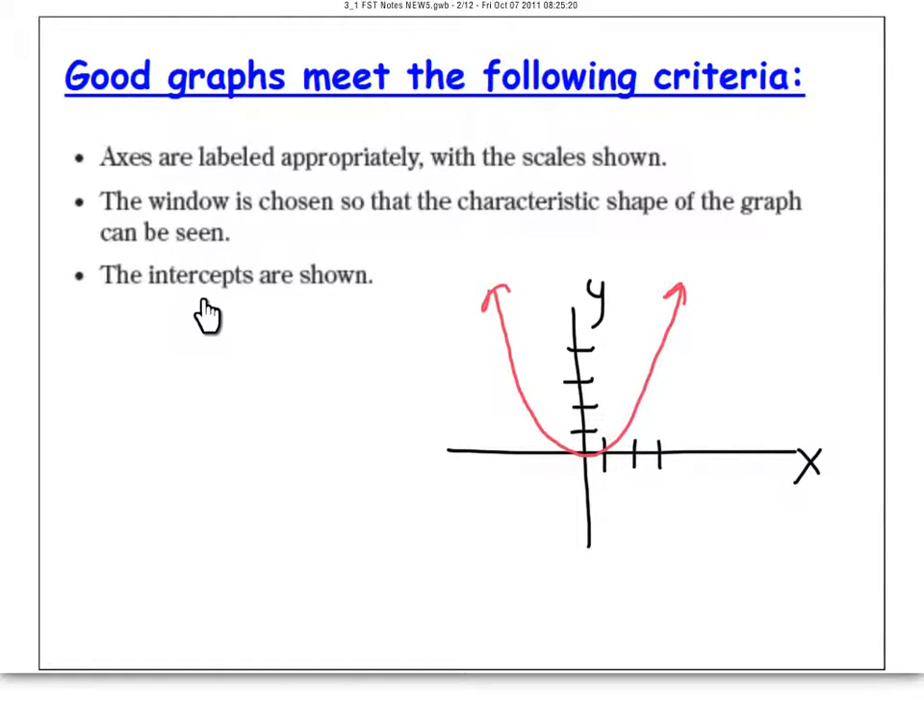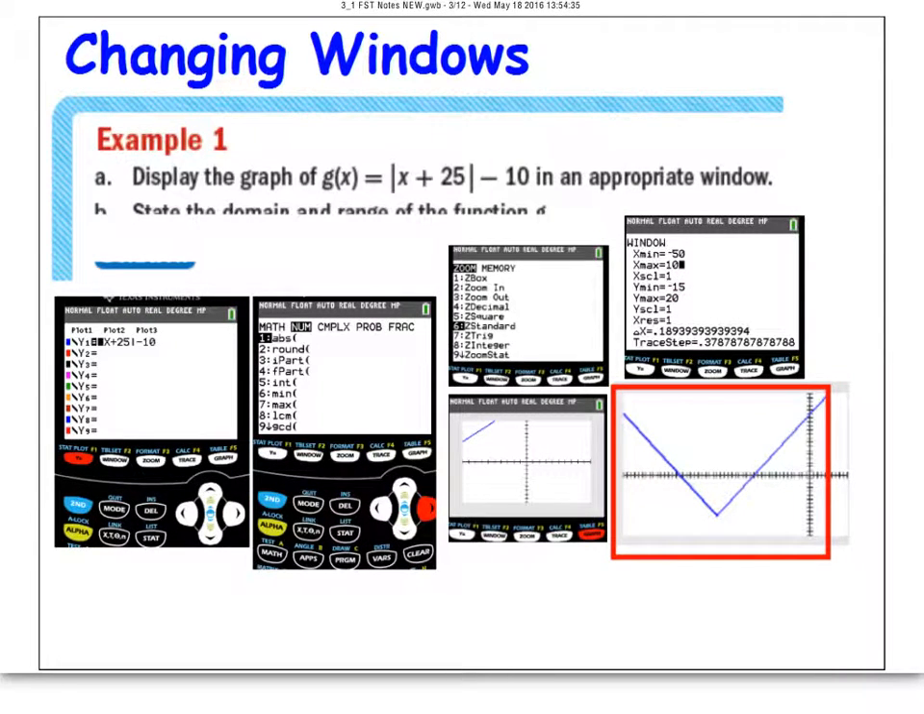Another thing is the intercepts should be shown. Now on here, our intercept is shown. This is an x-intercept, and it happens to be the y-intercept also. But for example, what if we had this graph where we had something of this nature? What they're saying here is make sure that you can see all three of these x-intercepts and this y-intercept. Key characteristics, you see this maximum point and this minimum point. So really give a good, reasonable picture. So let's take a look at this example.